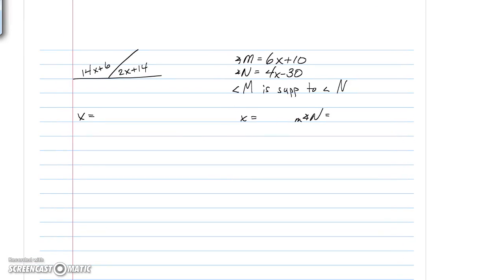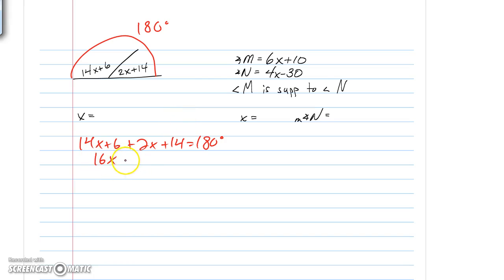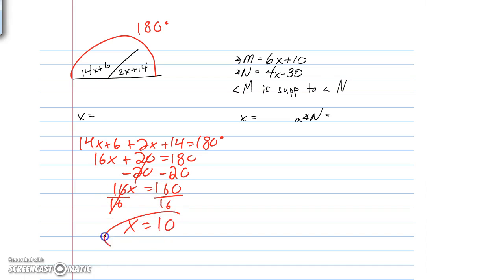Got two more examples on the back. First one, these are now supplementary angles. These together make that straight angle that we've done before, or 180 degrees. So 14x plus 6 plus 2x plus 14 make 180 degrees. 16x, combine like terms, 6 and 14 is 20, equals 180. Subtract to get rid of addition. 16x equals 160. Some of you might be able to do this one in your head because those cancel out and you're left with 10.